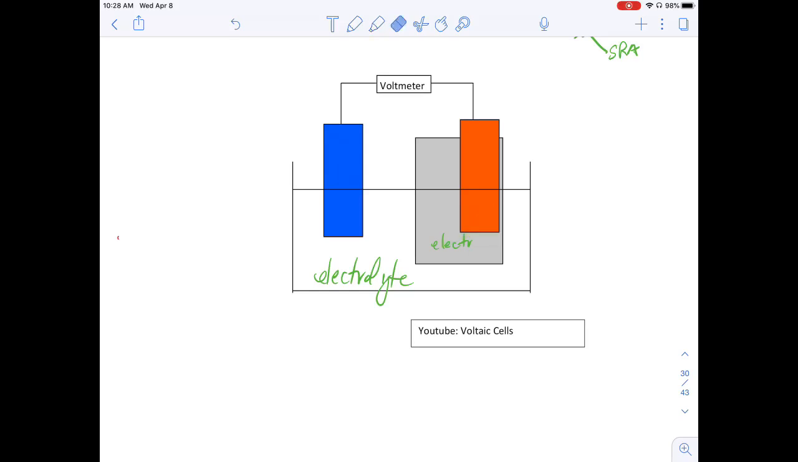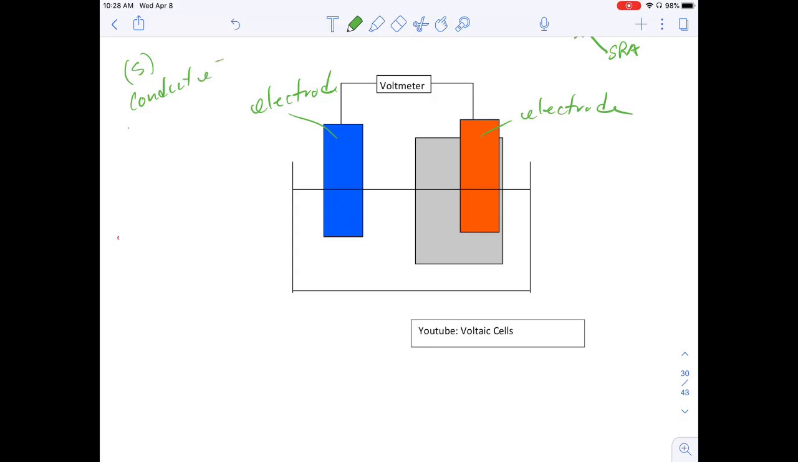A voltaic cell is going to be composed of several different components. You're going to have two electrodes. You're going to have an electrode here and an electrode here, and the electrodes are going to be solid and they conduct electricity. Those could include metal solids, or they could be a carbon solid. But it needs to conduct electricity for it to be an electrode.